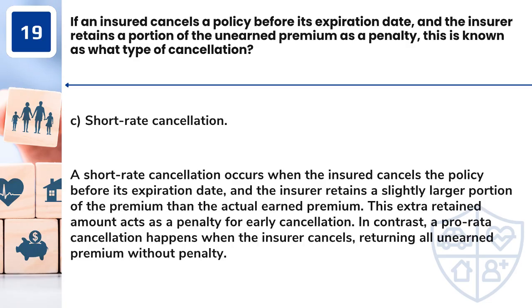Answer: C. Short rate cancellation. A short rate cancellation occurs when the insured cancels the policy before its expiration date, and the insurer retains a slightly larger portion of the premium than the actual earned premium. This extra retained amount acts as a penalty for early cancellation. In contrast, a pro rata cancellation happens when the insurer cancels, returning all unearned premium without penalty.